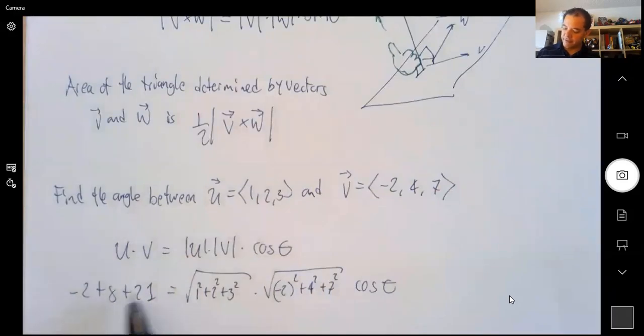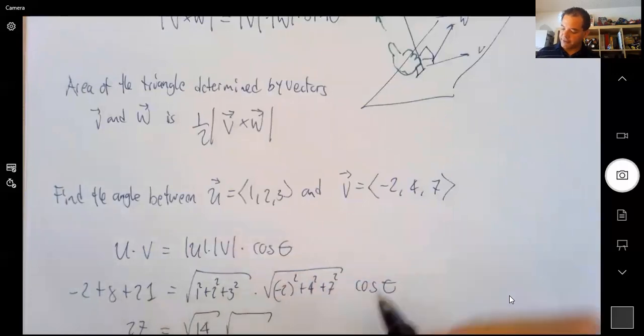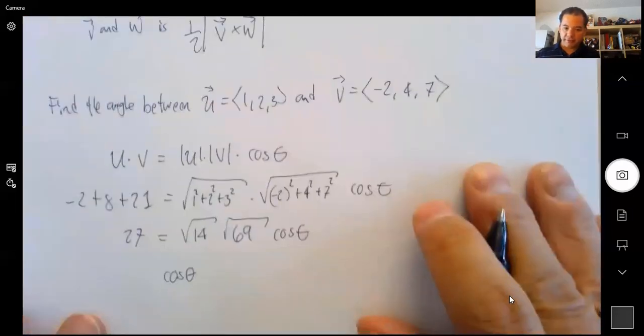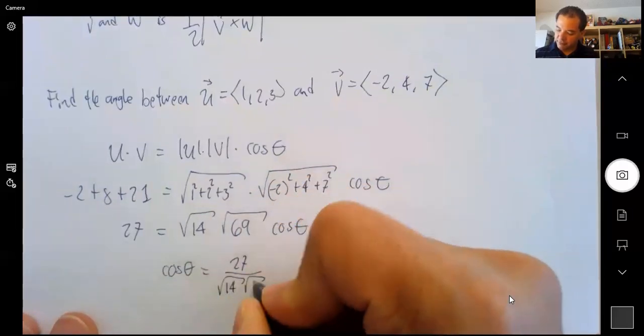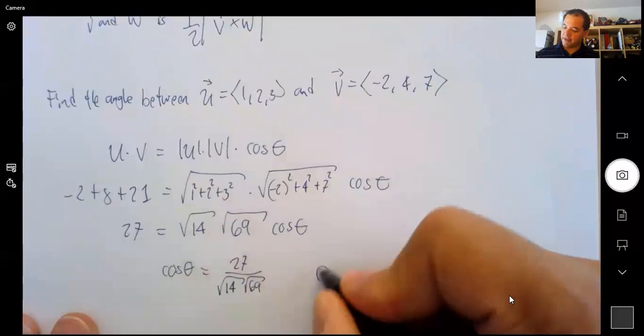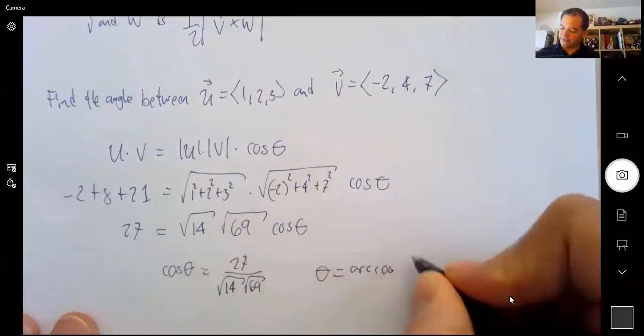So let's see, this is 21 plus 8, 29, minus 2, 27. This is 1 plus 4 plus 9, that's 14, square root of 14. This is 4 plus 16 is 20, and 20 plus 49, that's 69. So that means that cosine theta is 27 over the square root of 14 times the square root of 69. So what is the angle? Well, arc cosine of this number, right?